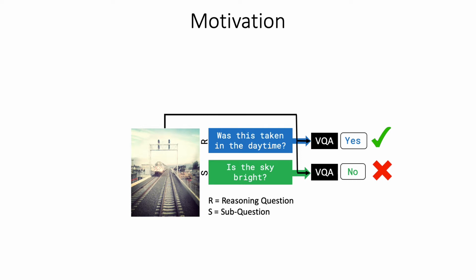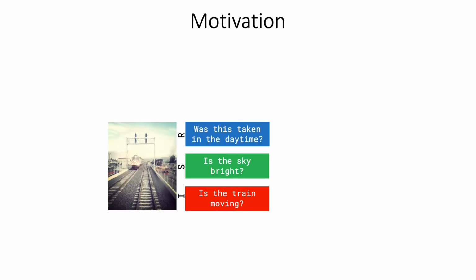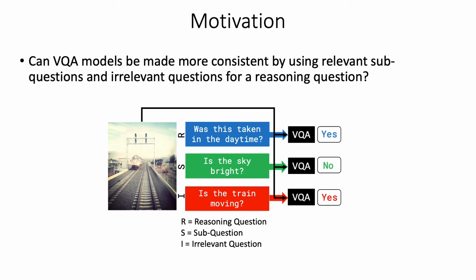This canonical example here highlights a common problem of consistency often seen in most state-of-the-art VQA models. This right here is the guiding motivation for our work. In addition to a reasoning question and sub-question, what if you also had an irrelevant question, which we define as a question that relates to the image but is not essential to answering the reasoning question?